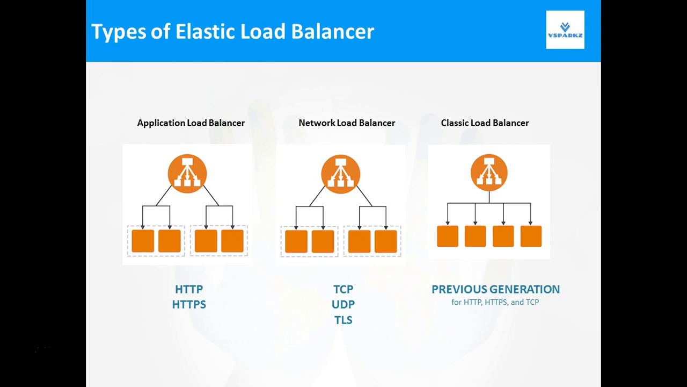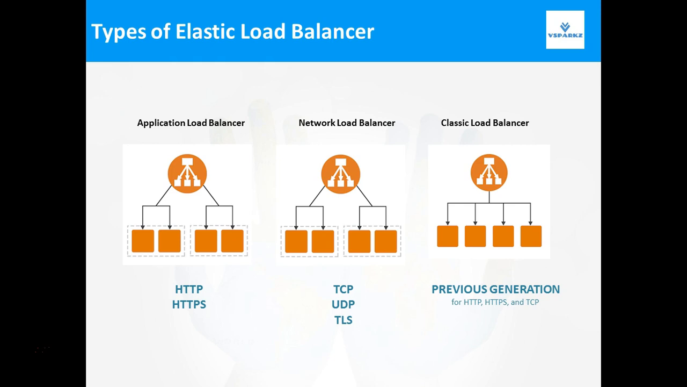Now, types of Elastic Load Balancers. There are 3 types of load balancers available in AWS. First is the Application Load Balancer. It is also called the HTTP or HTTPS Load Balancer. When you are going to host a web application with HTTP or HTTPS traffic, you can choose this Application Load Balancer.